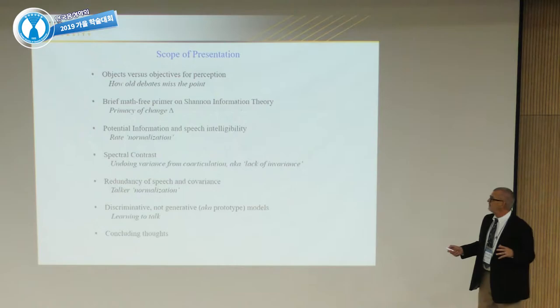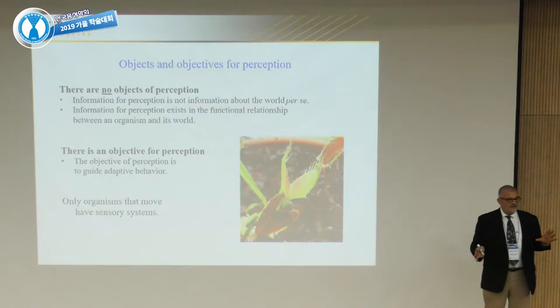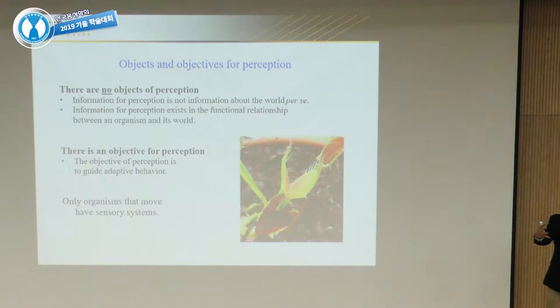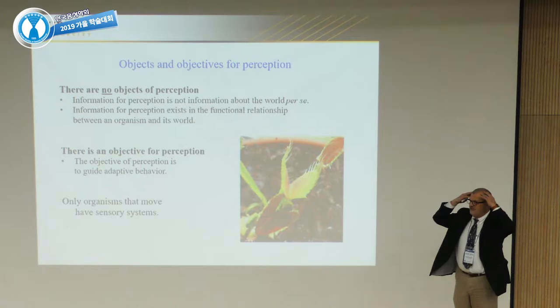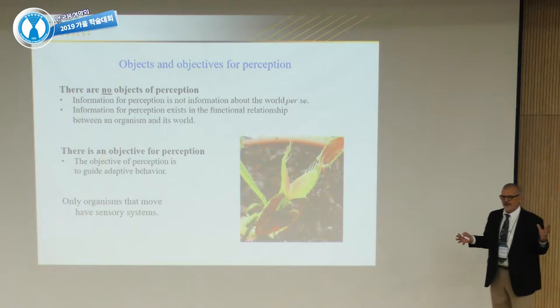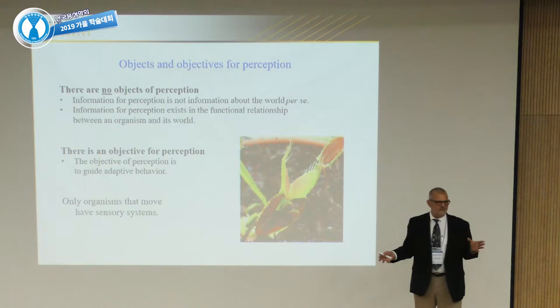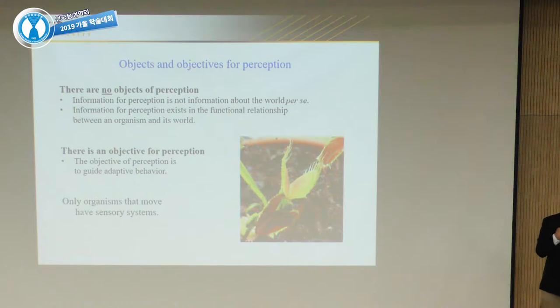So the first point that I just want to make is actually not bold among perception people. It's been around for a very long time. But we often think about perception as this act where we gain information about the world and construct something inside our head. And that thing inside our head is supposed to be some rendition of reality. That would be the idea of objects of perception. That's not true. It's also not possible. What is possible is an objective for perception, and that our perceptual systems are well suited to guide adaptive action.